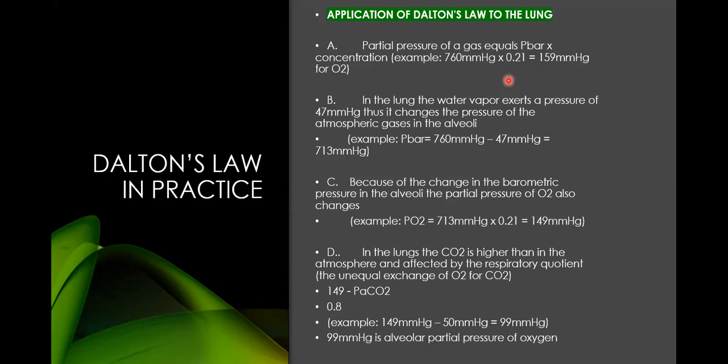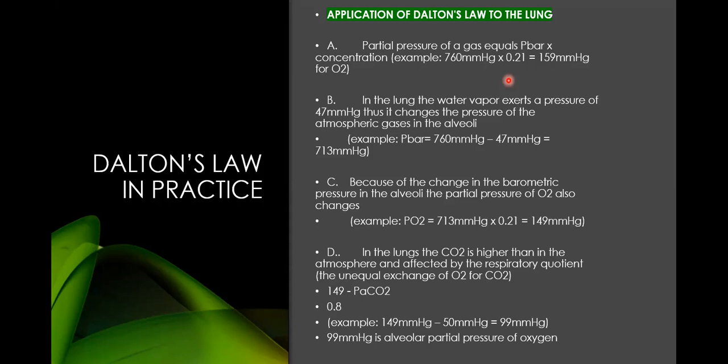The normal CO2 in your blood is 35 to 45, so 40 is right down the middle. That is the normal range. If they didn't tell you what the CO2 is, you use 40 because that's the normal. So you take the 149 minus the PaCO2, and then you divide it by the respiratory quotient, which is 0.8.